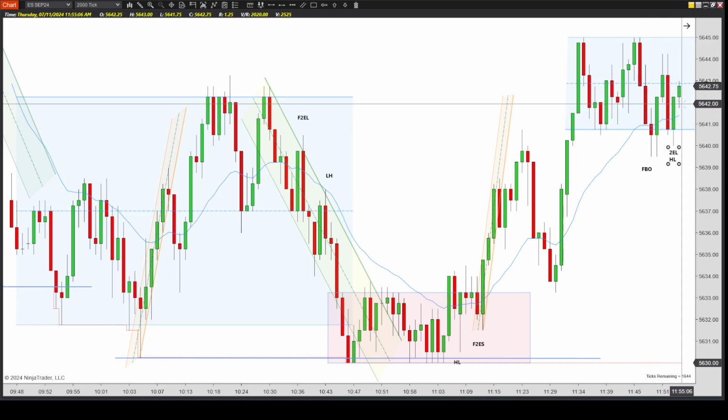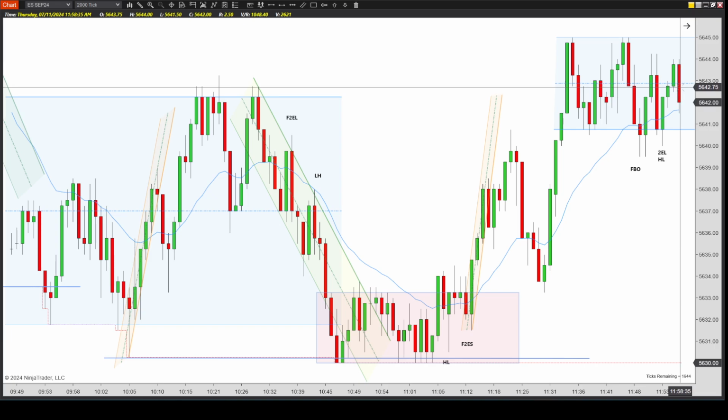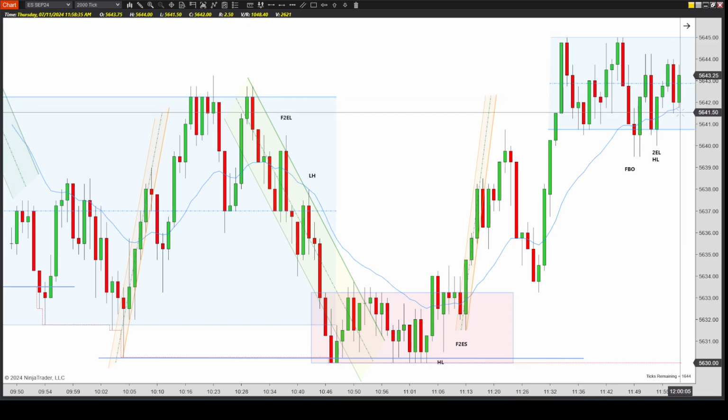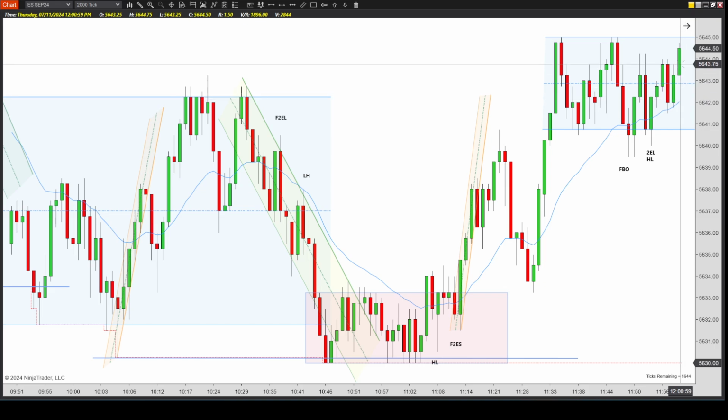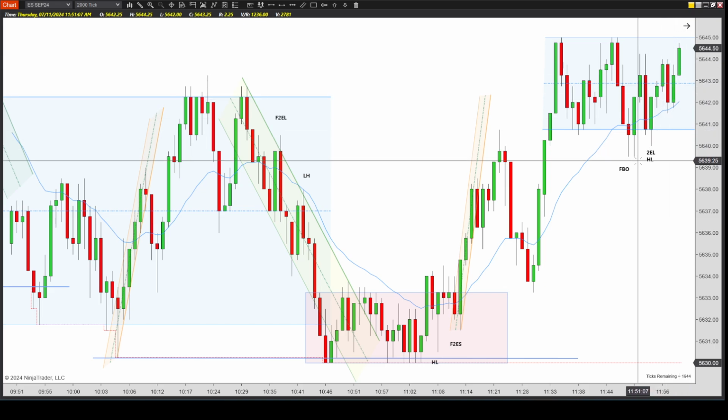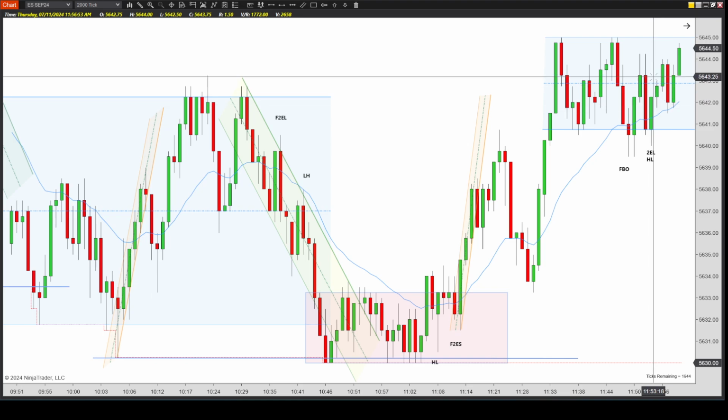I was wondering if it's going to create a lower high here and potentially a failed second entry short. So it creates a second entry short. Second entry short hasn't failed yet. Now the second entry short has failed. You could say it's a new low, first entry short, second entry short.